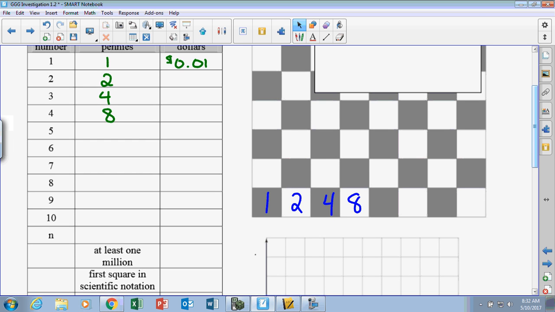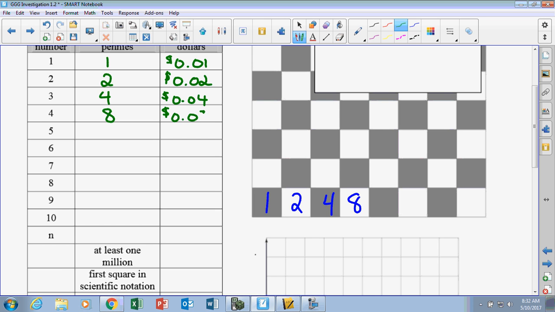All right, so at 2 pennies, what's the value of 2 pennies? 2 cents, right? And we're going to write it in dollar form. 4 pennies is, and then 8 pennies is 8 cents, right? All right, so what was your next value? On the 5th square, you should have how many pennies? 16, good. So 16 cents. On the 6th square, 32. On the 7th square.